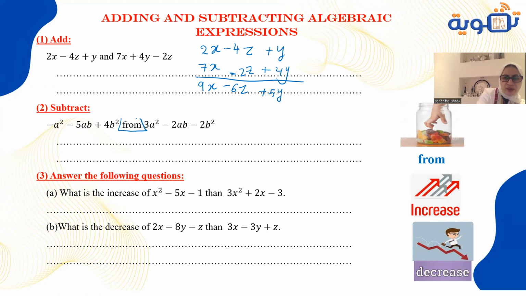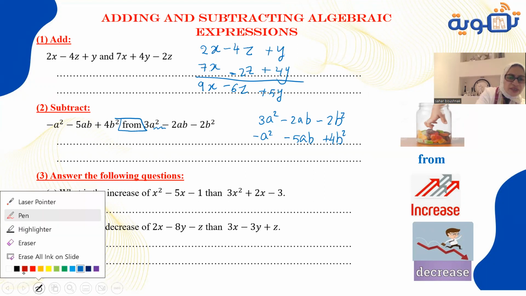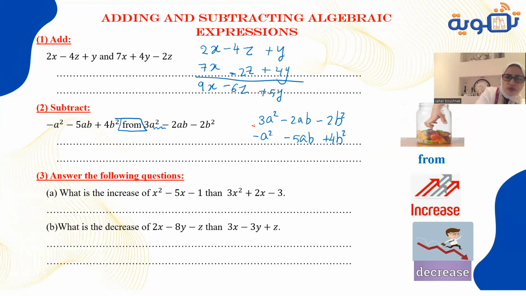Subtraction, I have some words like from. I'm taking from which one? From this one. So this one I will start with 3a to the power 2 minus 2ab minus 2b to the power 2, under it negative a to the power 2 minus 5ab plus 4b to the power 2. In case of subtraction, I must change the sign. So the positive will be negative, and the negative will be positive.